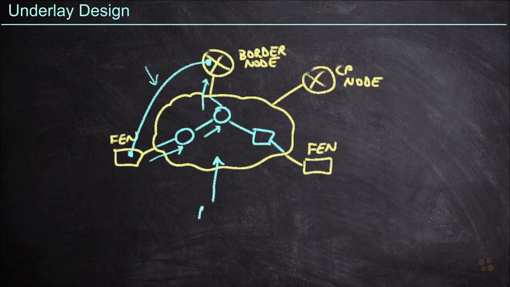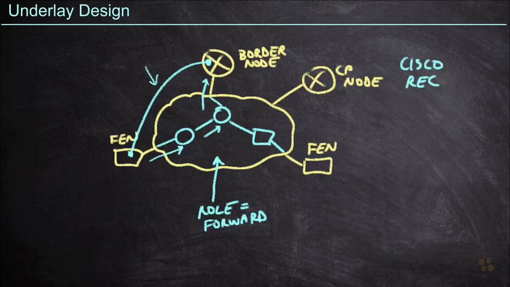Now, at the end of the day, the role of the underlay is pretty simple in nature. It's simply to forward that traffic from one end of our SDA environment to another. And we can accomplish that in a number of ways, but here's how Cisco recommends that we do it. First of all, they recommend that this underlay be built on layer 3. Second of all, they recommend the IS-IS routing protocol.